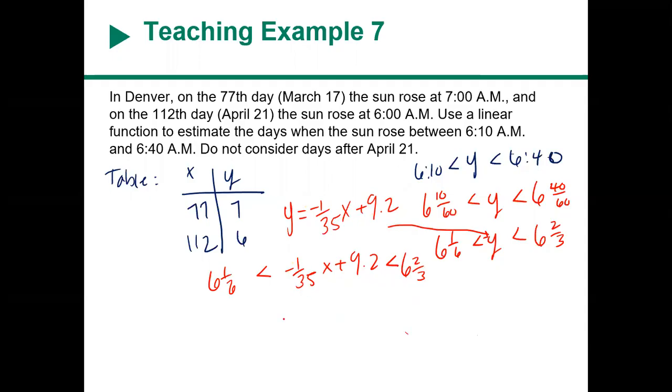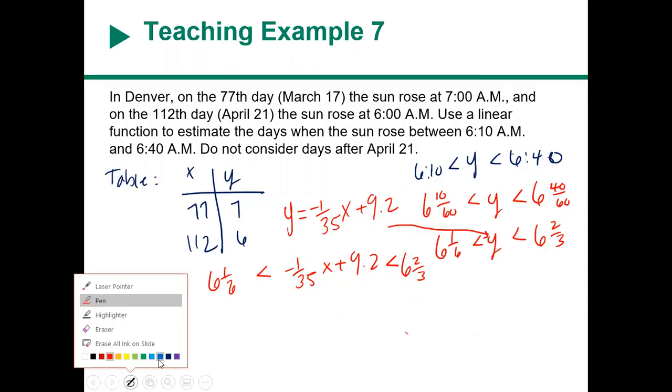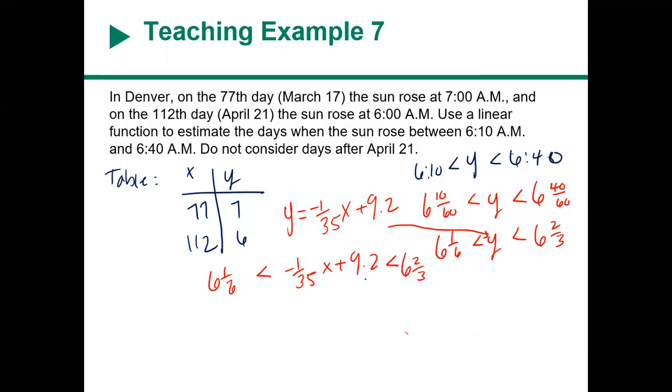So what's going to happen? What's going to happen to my signs when I multiply or divide by a negative? They flip. The signs are going to flip. So if I multiply by a negative, the signs are going to flip. So I'm going to go ahead and subtract 9 2/10 from both sides.